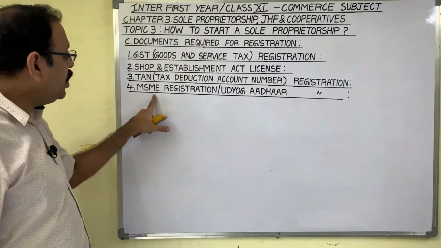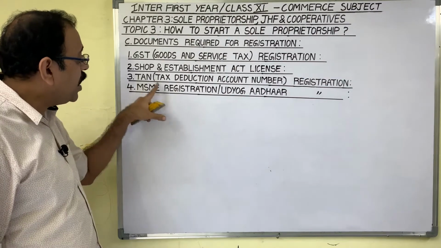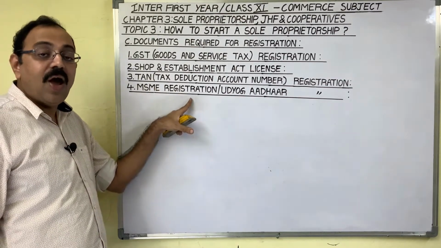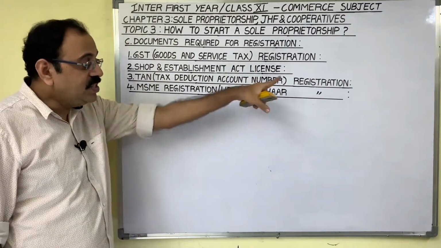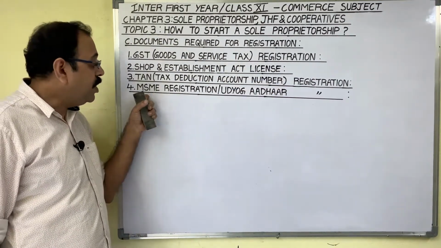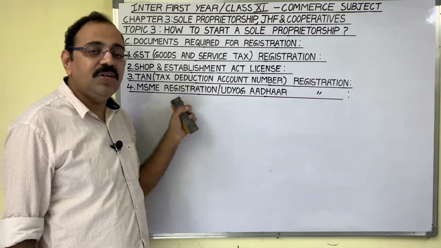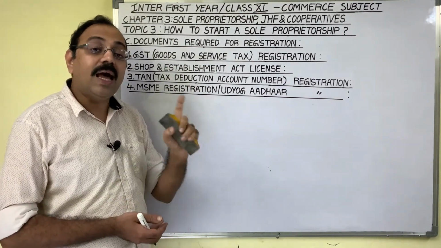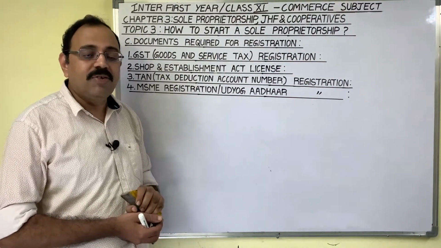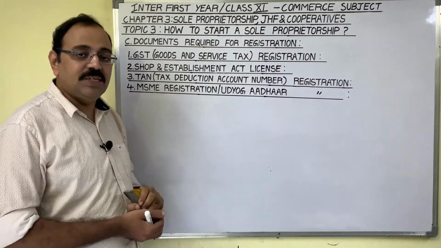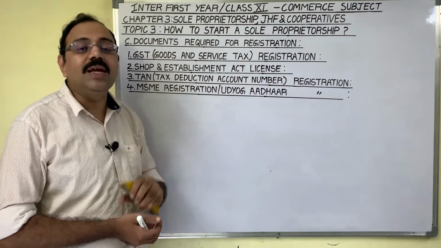Fourth one is MSME registration, micro, small, medium enterprise registration, also known as Udyog Aadhar registration. This registration is done under the MSME Act. For a sole proprietorship business, this registration is not mandatory, but it is highly recommended because the government runs various schemes for the welfare of MSMEs. You can avail loans at low interest rates without mortgaging the assets.